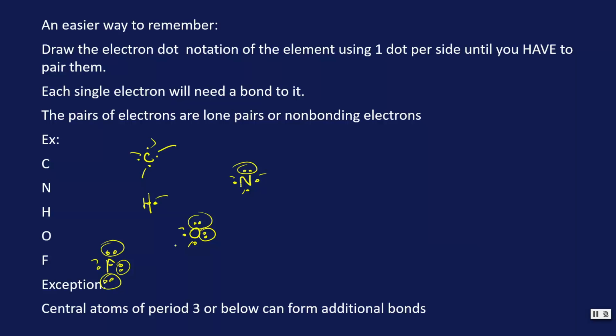There are exceptions. If you have an atom in period 3 or below, it can form additional bonds. If we take a look at sulfur, sulfur has 6. It looks like it would have 2 bonds and 2 lone pairs. It does want to have 2 lone pairs, but it can form additional bonds. We'll be looking at that soon.